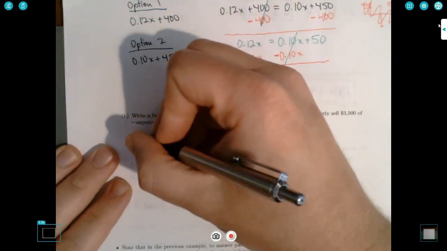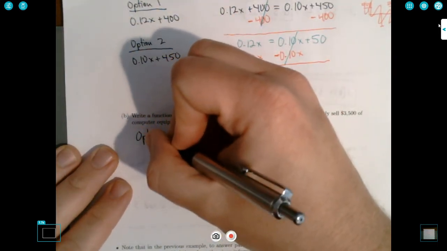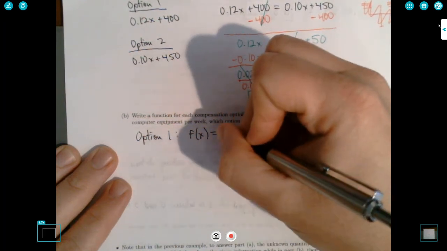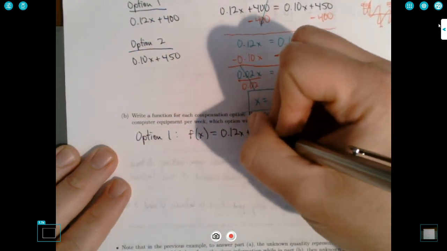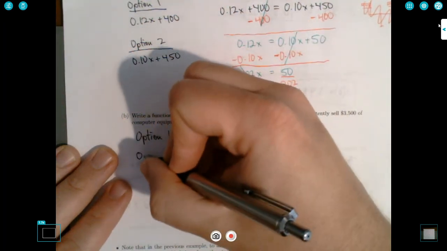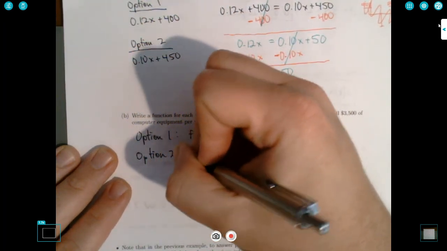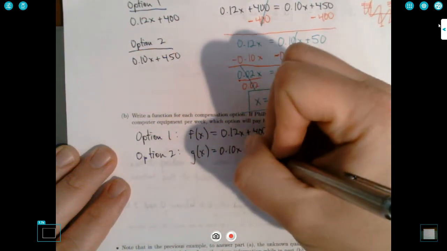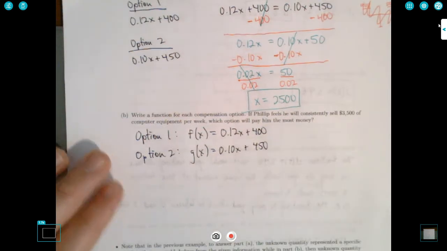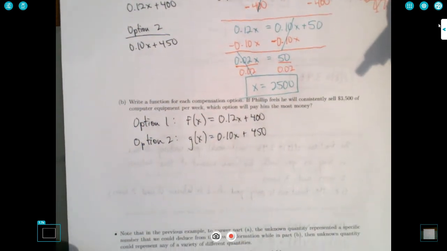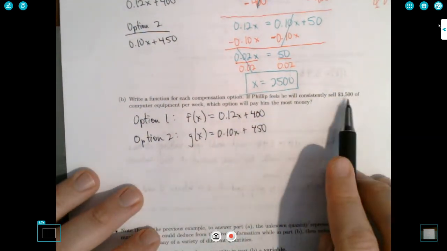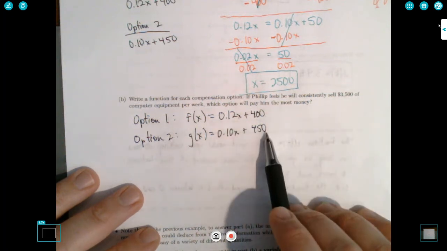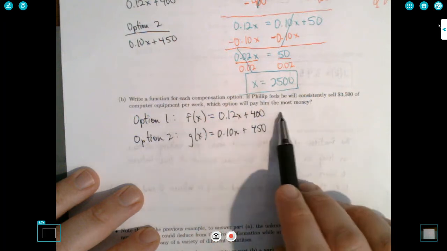All right, so we've already kind of done this, right? Option 1, we'll call it f of x equals 0.12x plus 400. Option 2, let's call it g of x equals 0.10x plus 450. Okay? So now we want to know if he sells $3,500, which option will pay him the most? Well, I've kind of already given away. It's going to be option 1.